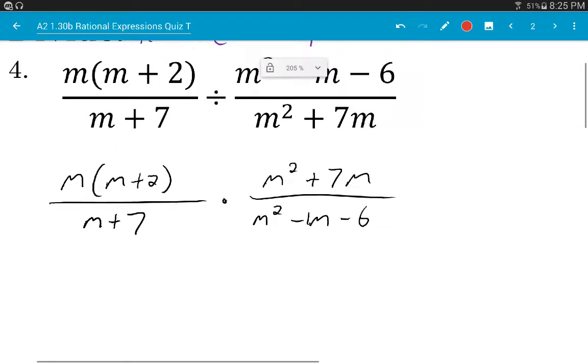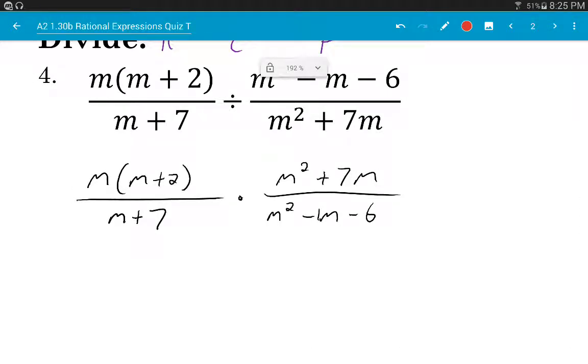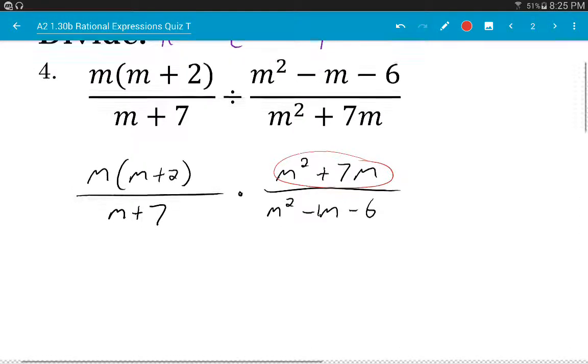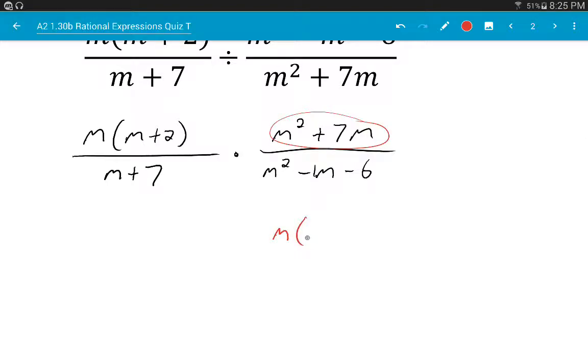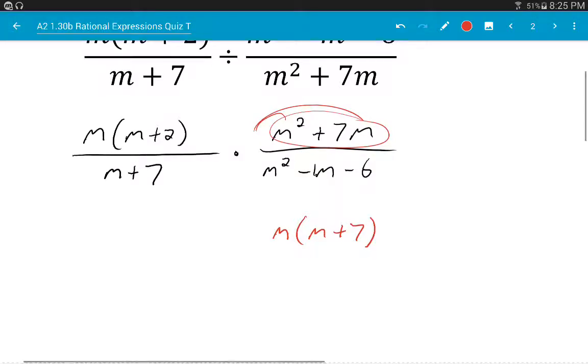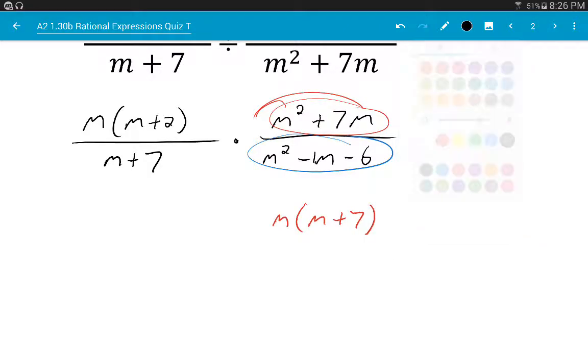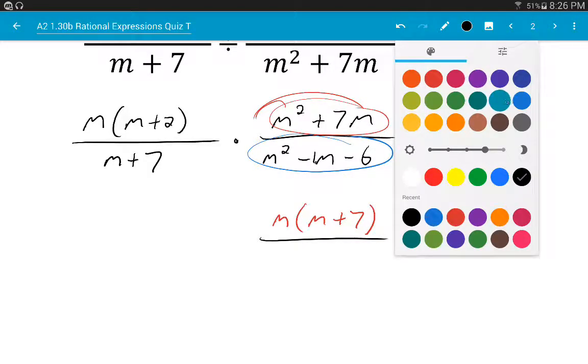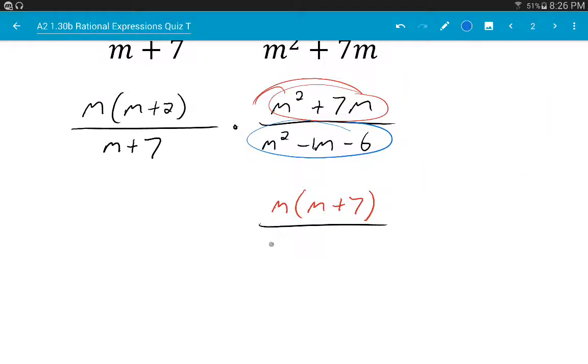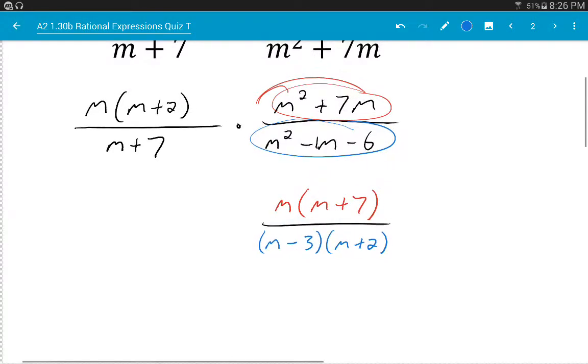Now that I have kept it, changed it, and flipped it, it's multiplication just like the last question. So let's see, I can simplify this. This can become m times m plus 7, because I can pull an m out from both of them. The bottom here looks like double bubble factoring. Things that add to negative 1 and multiply to negative 6. So this is m minus 3, m plus 2. You see that's right. Those add to negative 1 and multiply to negative 6. Yep, that's correct.